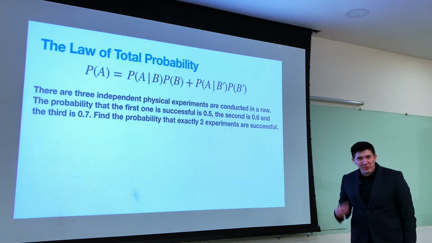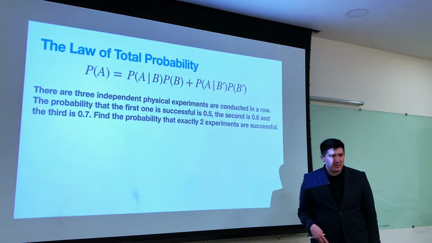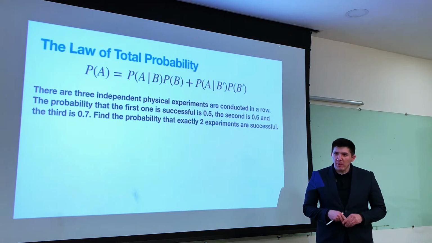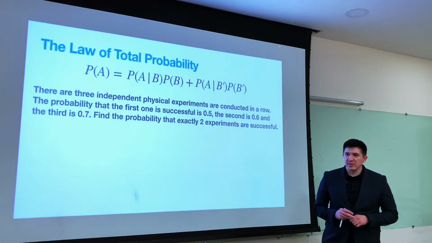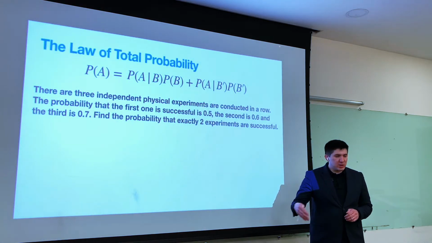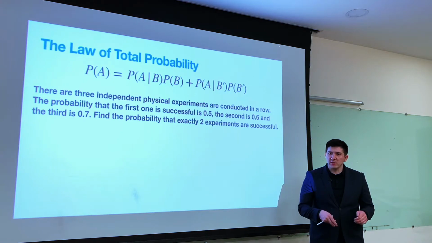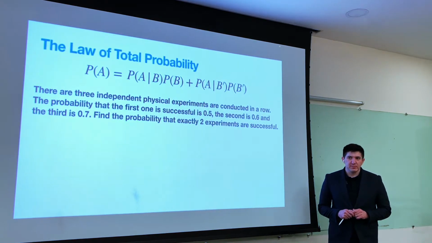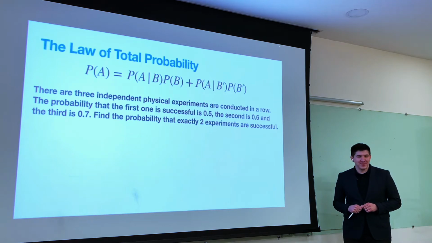There are 3 independent physical experiments going to be conducted. You're going to do the first one, the second one, and the third one. The probability that the first one is successful is 50%. The probability that the second one is successful is 60%. And the third one is successful with 70%. If you do the 3 experiments in a row, what is the probability that exactly 2 of them are going to be successful? Any 2, but exactly 2. Not at least 2, not at most 2. Exactly 2 of them are going to be successful.